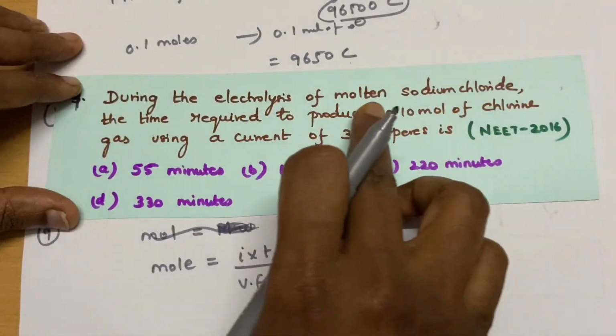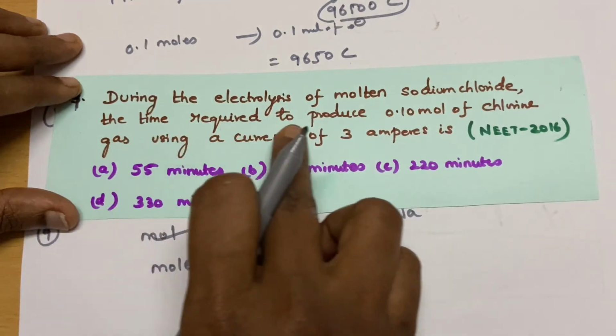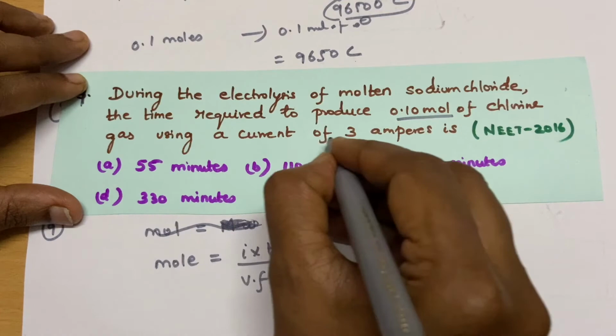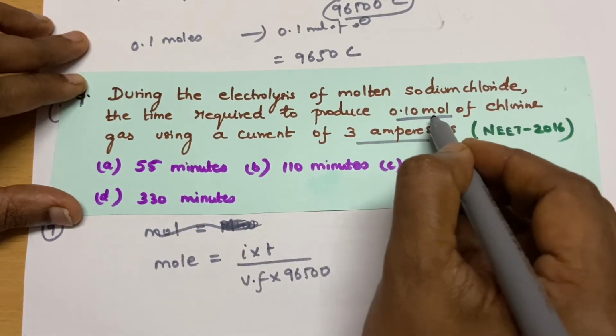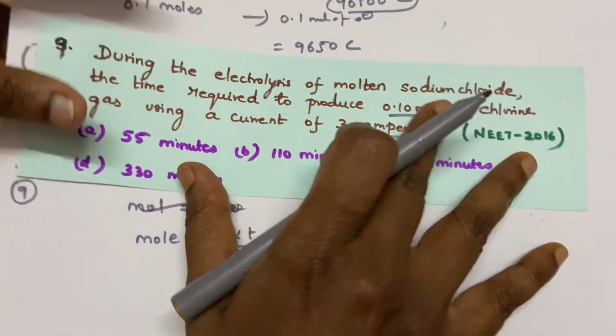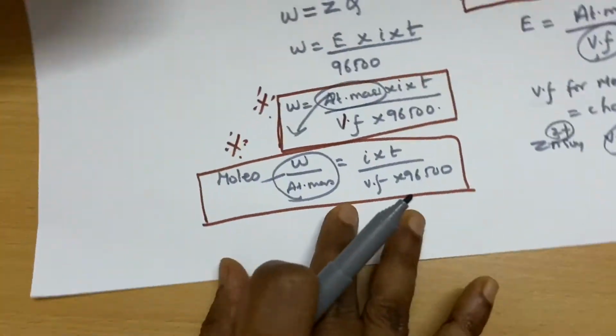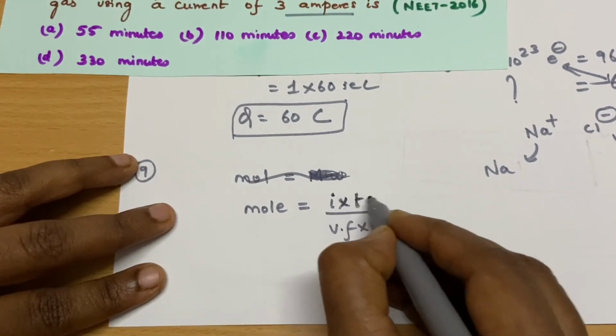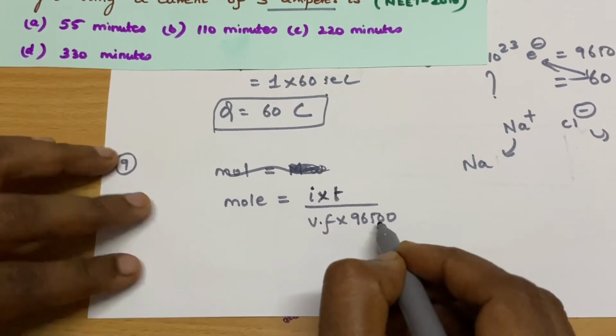So, during the electrolysis of molten sodium chloride, what is the time required to produce 0.1 mole of chlorine gas using a current of 3 amperes? See, moles is involved. So which equation am I going to use here? This equation: the number of moles is equal to current times time divided by valence factor times 96,500.